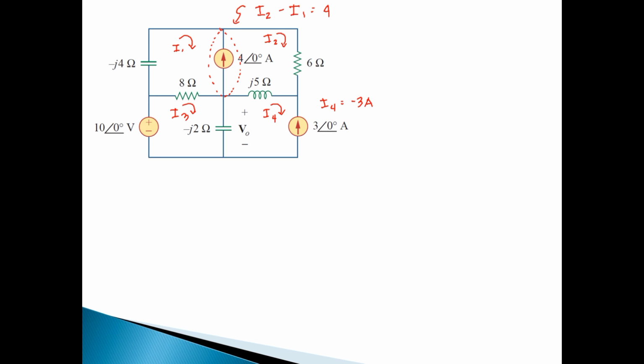Okay, so let us first consider the I3. At I3, common with I1 is 8 ohms. Then positive I3, we have 8 minus j2. And then for I4, common is negative j2. And then positive 10.